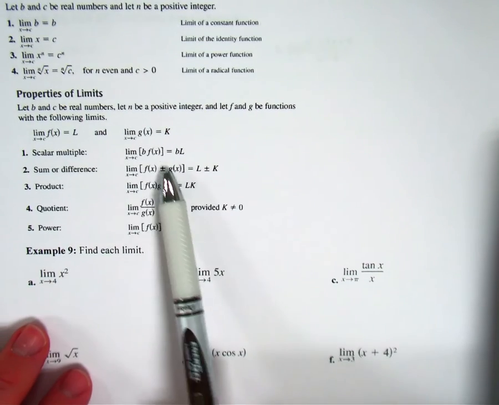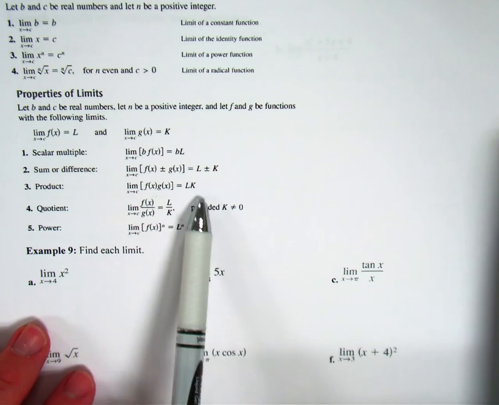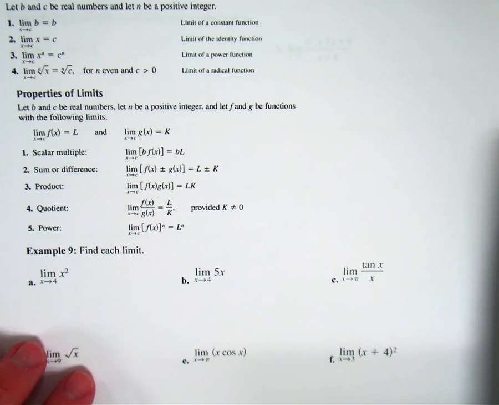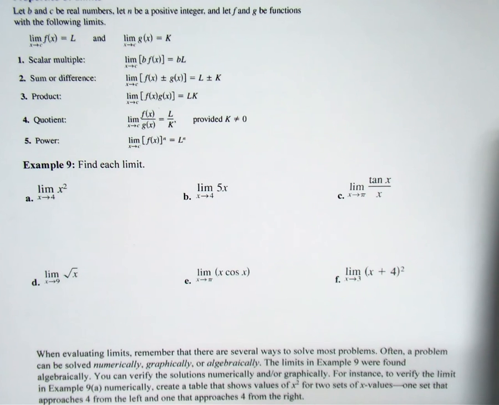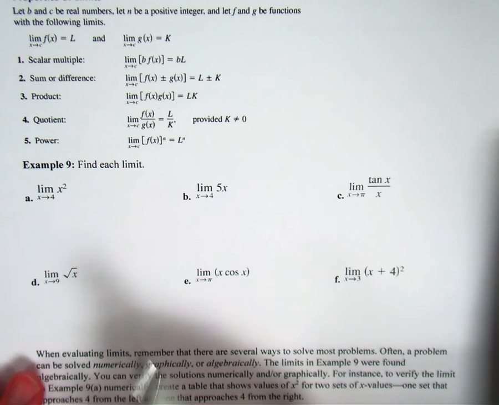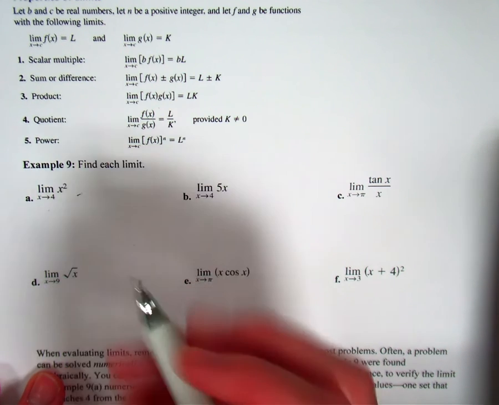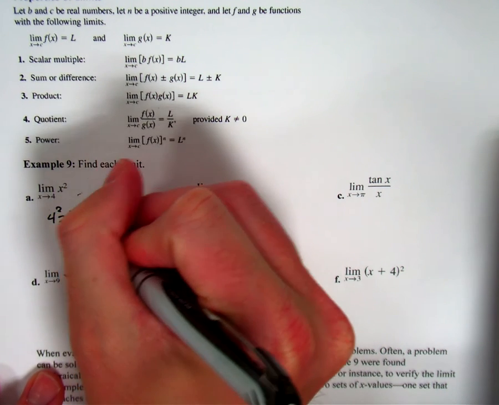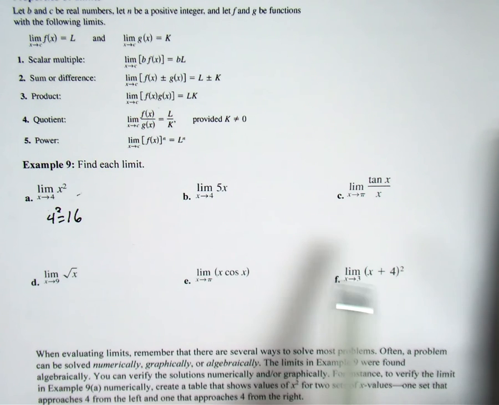Properties. Okay, we can multiply by a scalar. We can add and subtract two functions. We can multiply, we can divide, and we can do powers. Alright, so direct substitution here, these are as easy as they look. Limit as x approaches 4 of x squared is going to be 4 squared, 16. Alright. These are as easy as they look. Go ahead and give them a shot. Push pause here.